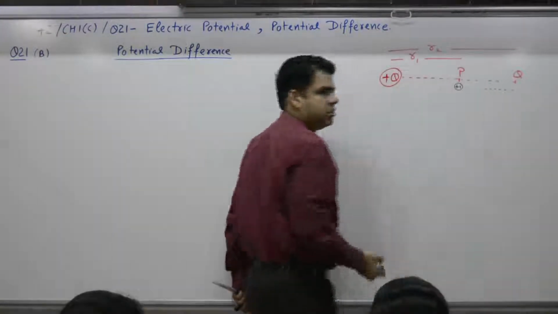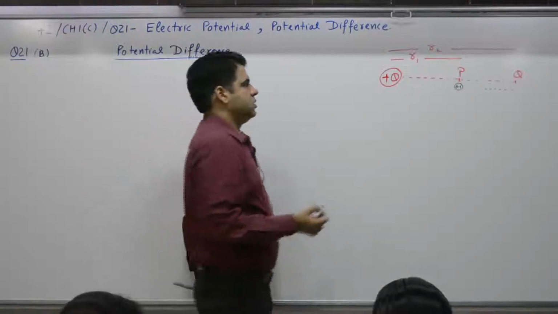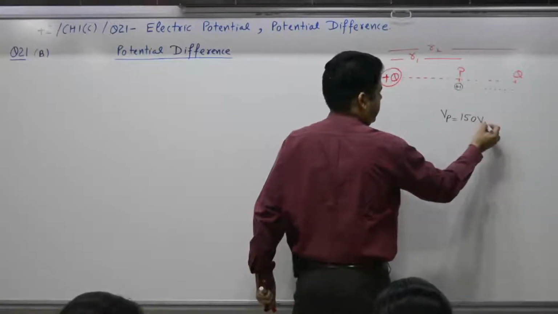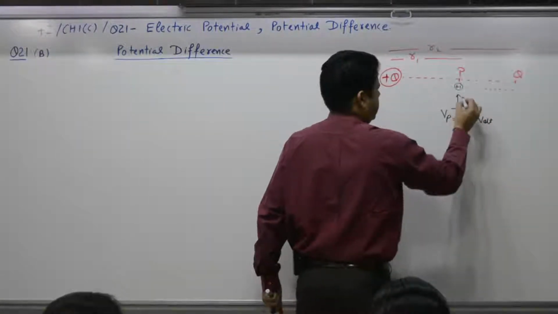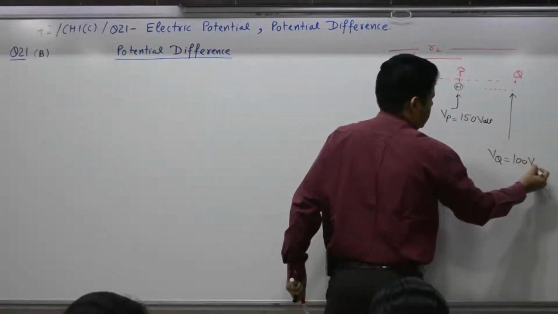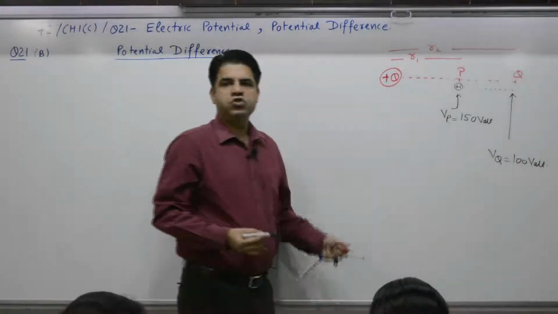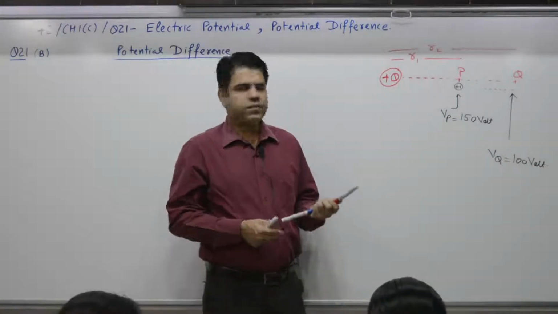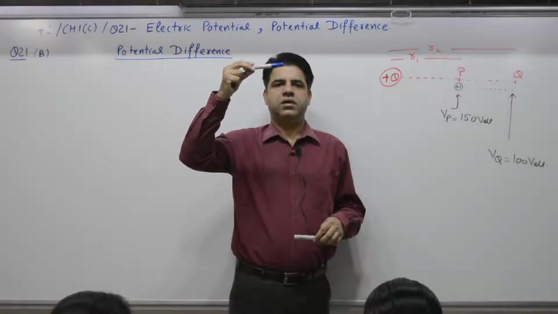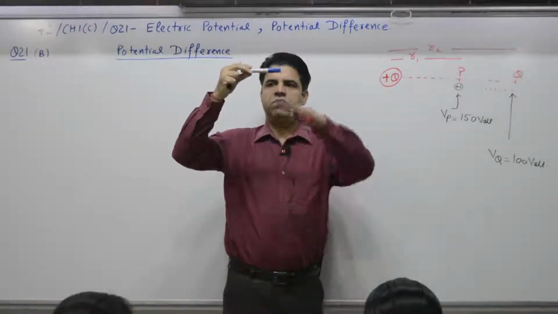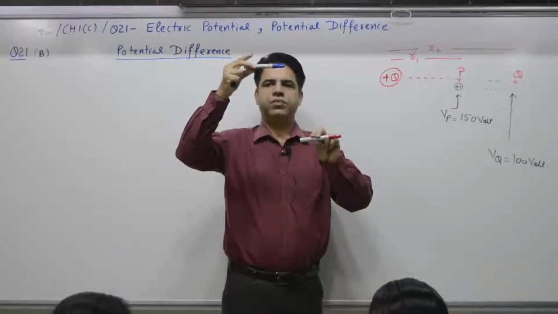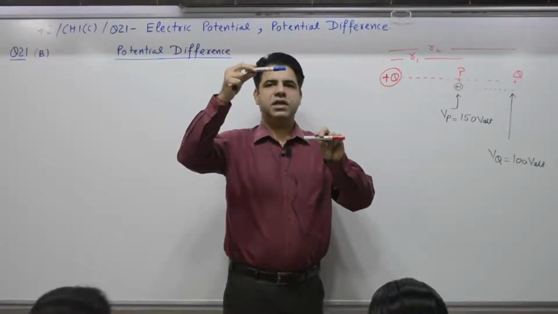Why? Because of repulsion. Suppose potential at P is 150 volt at this point, and potential at Q is 100 volt. What is the potential difference between the two? 50. Which of the two is at higher potential? P. It is just like a point P that is 150 meters above the floor, and another point that is 100 meters above the floor. So P is at a higher level than this point Q.